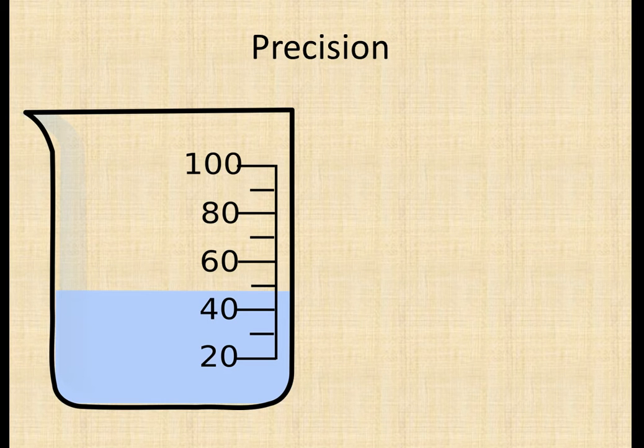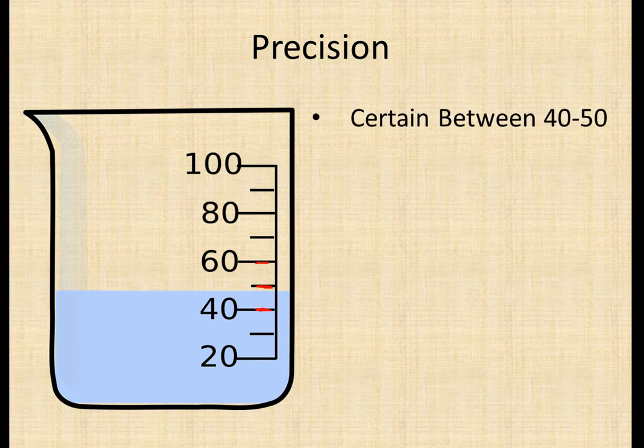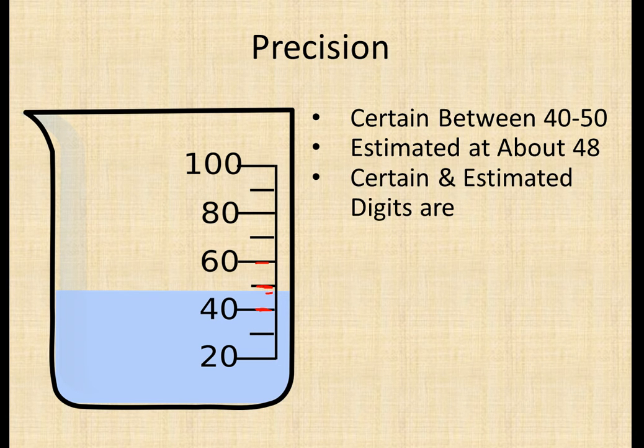We have this beaker here, filled with an unknown liquid, and we see that it's between 40 and 60, and this little tick mark is 50. So we are certain that it is between 40 and 50. We can estimate that it's about 48, about right there. And we can say that our certain and estimated digits are significant digits.